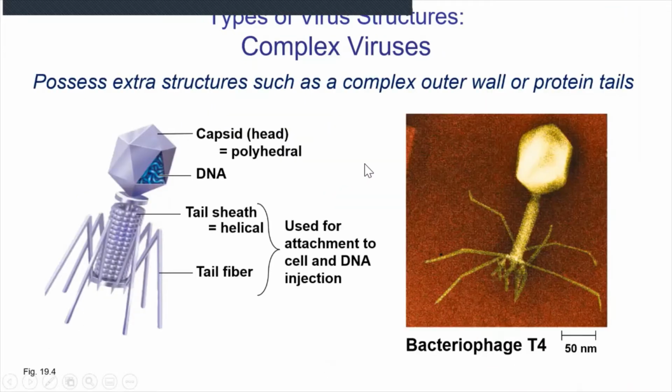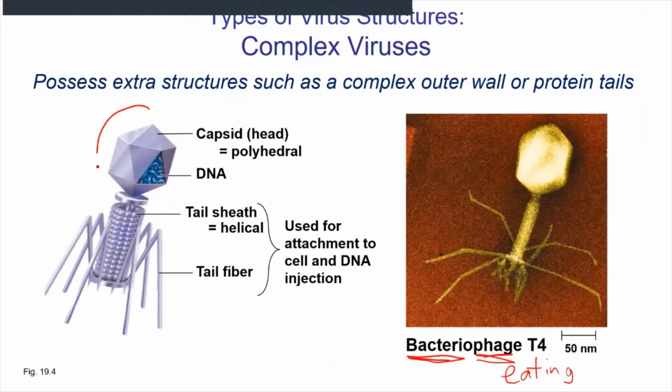There's another category of viruses that sometimes we just call complex viruses. It means they have kind of extra bells and whistles and extra features. So if you take a look, this is a bacteriophage. Bacteriophage, by the way, bacterio means bacteria, and phage means eating. So what we have here is a virus that eats or infects bacteria. So it infects E. coli, for example.